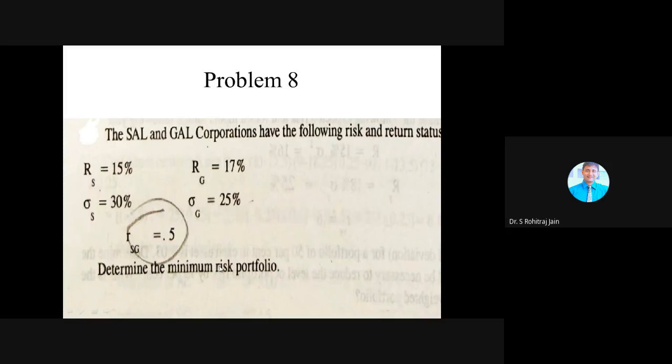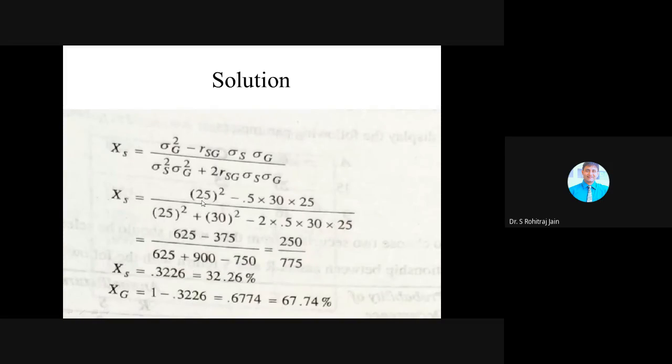When they ask me to calculate the minimum risk portfolio, then in the formula, students, I use sigma S square plus sigma G square minus 2 into correlation coefficient of SG into standard deviation of S into standard deviation of G. So first I calculate the proportion of funds to be invested in SAL, that is 32.26%, and XG is equal to 1 minus XS. So 1 minus whatever value I've got here, that is 0.3226, which is equal to 0.6774, which is 67.74%.